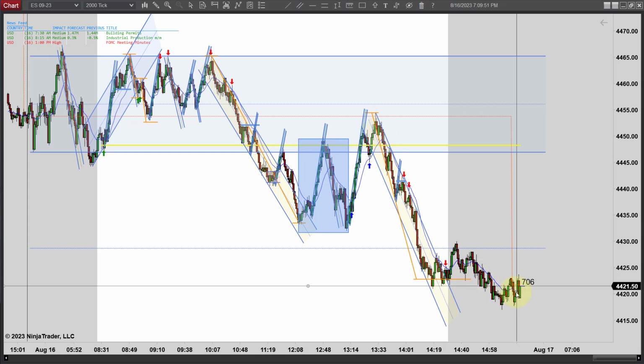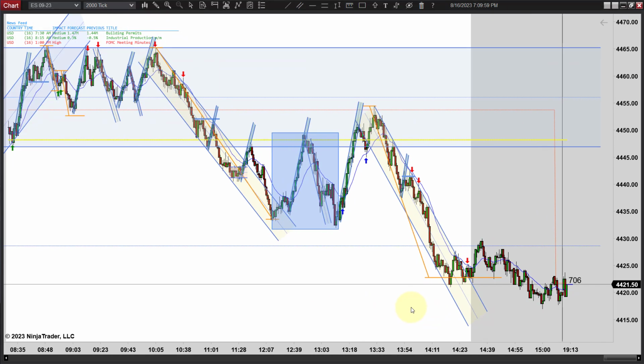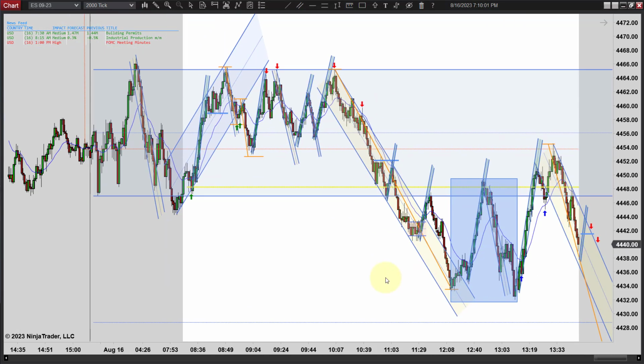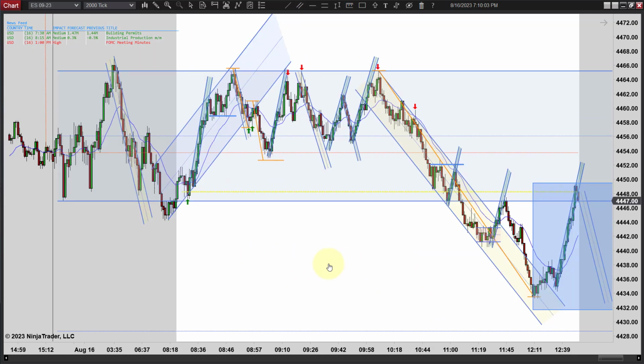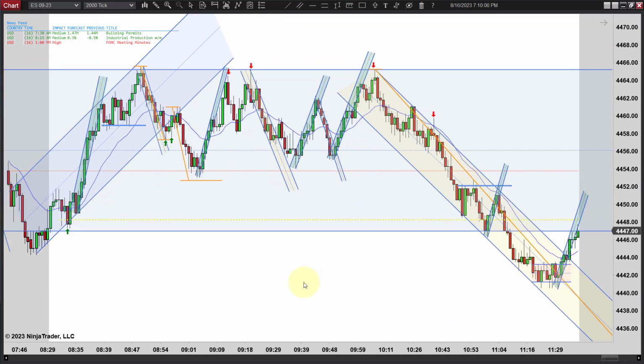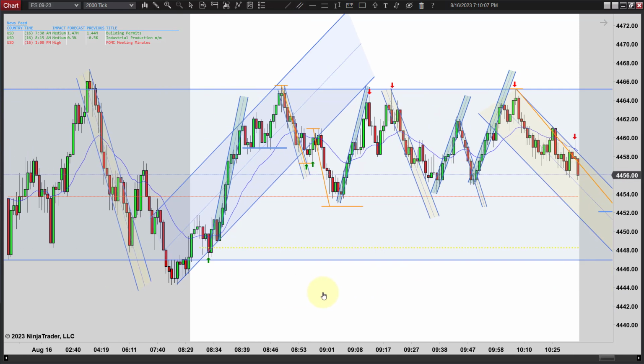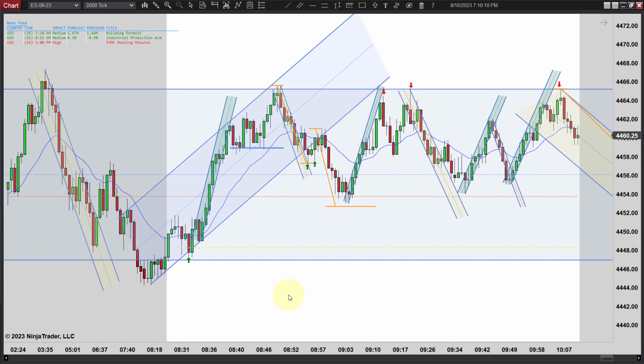This sold off into the close, but that was pretty much a perfect measured move before we pushed a little bit lower there. So that was how I saw it. Two legs down, two measured legs down. But let's come back up here and start our day off and go from there.